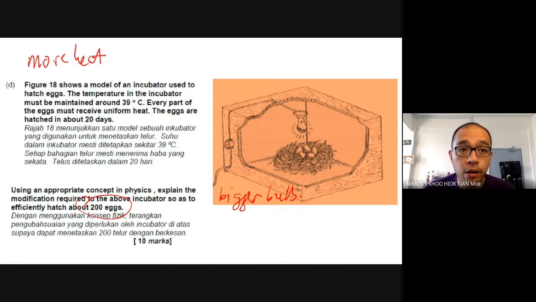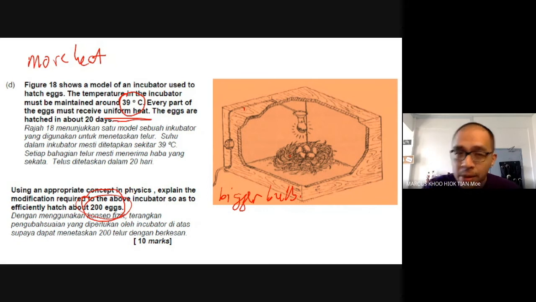So this is one of the big reasons for this modification, because currently it can only do 1, 2, 3, 4, 5. So we need to somehow modify this design. I'm not giving you the answers directly yet. There are many ways to modify this design, but the purpose must be the same. It must be maintained at 39 degrees Celsius, and it must be able to hatch 200 eggs, and they must be able to receive the heat uniformly.